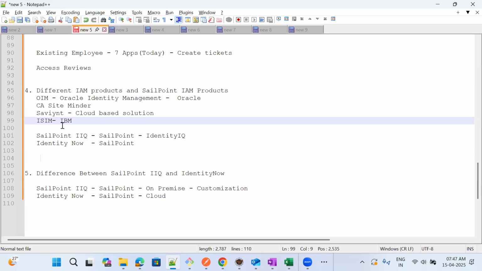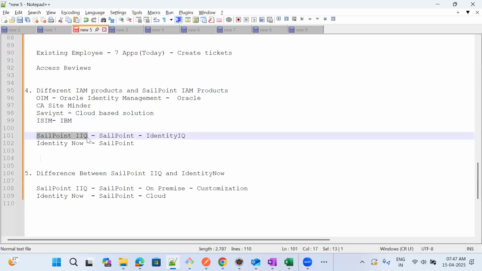Okay, so which tool is doing good, which tool is doing better, which tool is not performing well, they will give a ranking. So in that ranking, SailPoint IIQ is leading. So the topmost tool in our IAM domain is SailPoint IIQ.